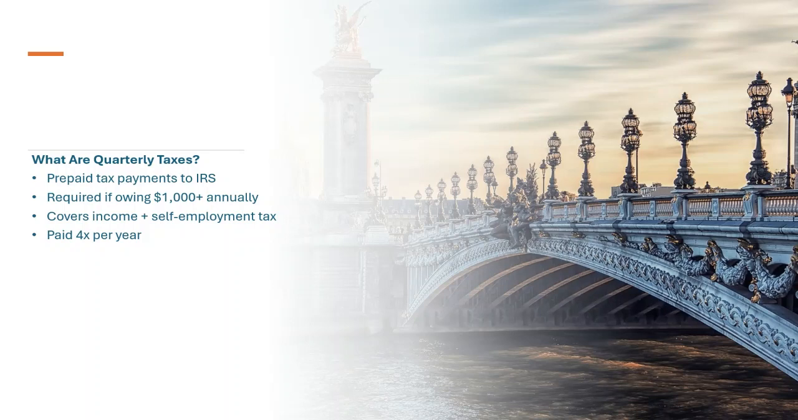Quarterly taxes are the prepayment of your annual tax bill. Instead of paying everything in April, the IRS wants you to pay throughout the year. These payments cover things such as income tax, self employment tax, and sometimes state tax. And yes, if you're self employed, you're responsible for both the employee and employer portion of taxes.